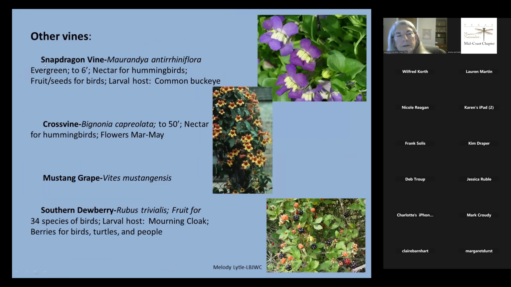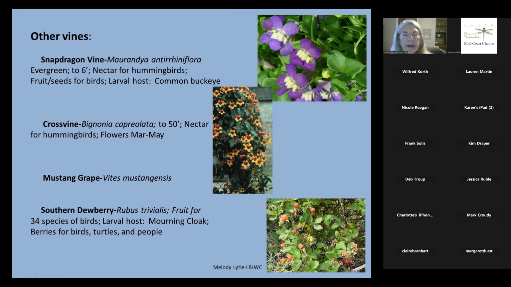Other vines include our snapdragon vine. This is a really cute little tiny vine, and it gets these pretty purple flowers. They look like little snapdragons. And it's a great plant for hummingbirds, and it's also a larval host plant for the common buckeye butterfly. It has fruits and seeds for the birds, and it only gets about 6 feet tall, so it doesn't need a very big trellis or anything like that to grow on.